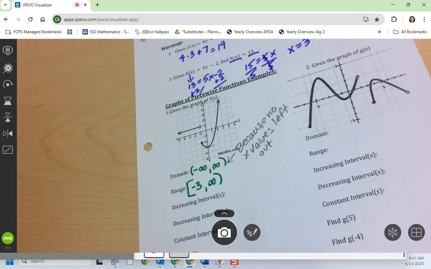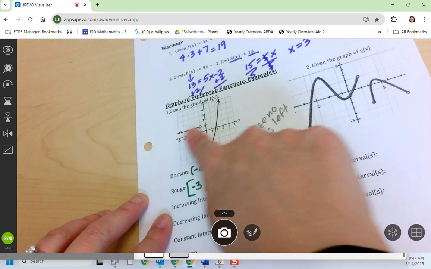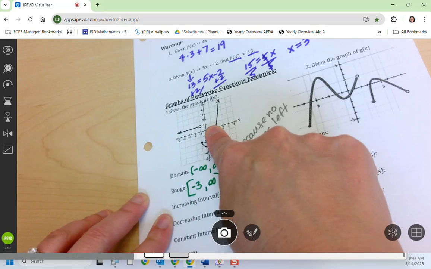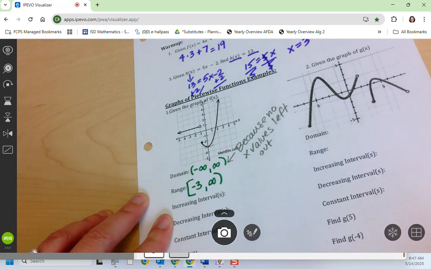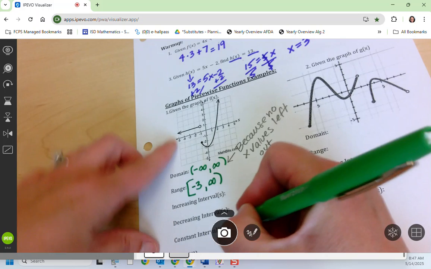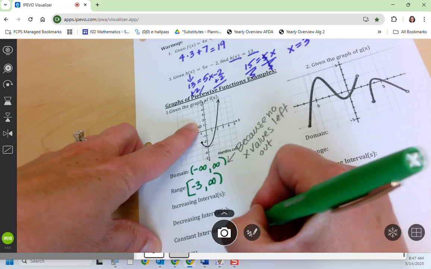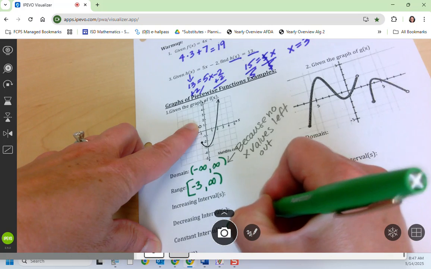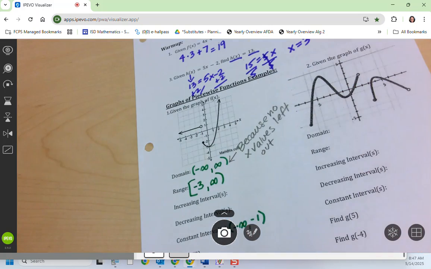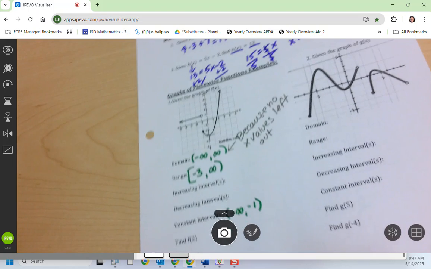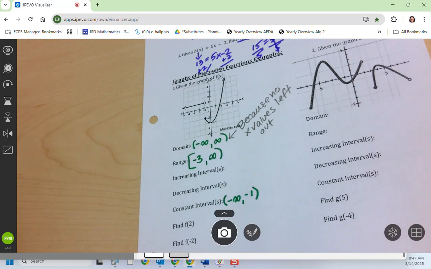Okay. Increasing, decreasing, and constant. Let's look at the first piece here. Is this increasing, decreasing, or constant? It's constant. So under constant, we're going to list negative infinity to -1. And remember that we always use parentheses on increasing, decreasing, and constant intervals.